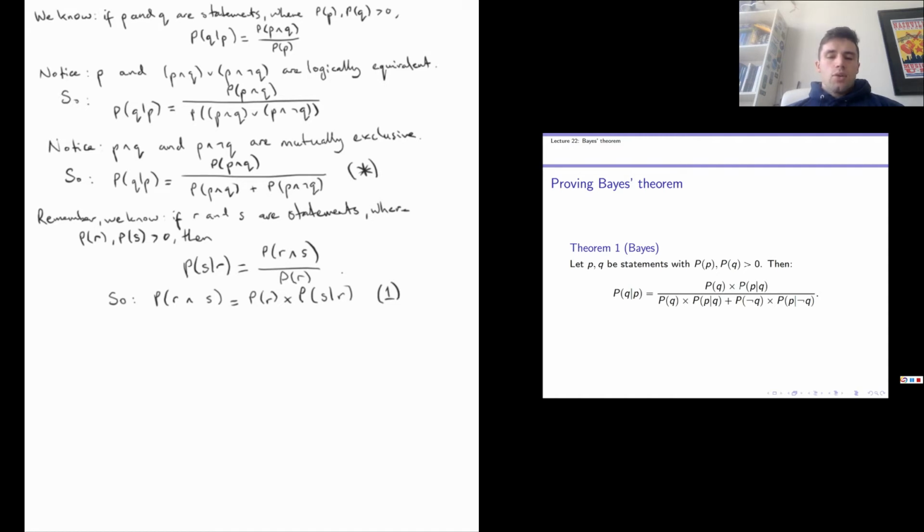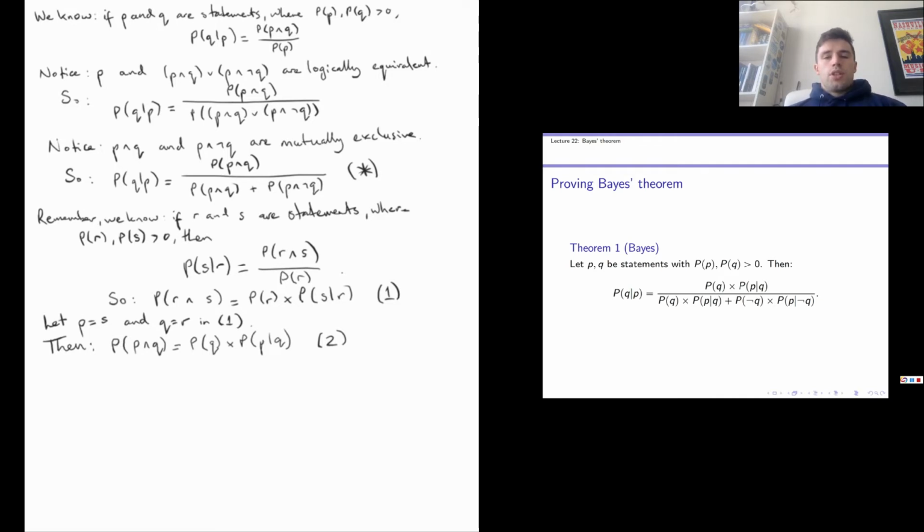Since P and Q have non-zero probabilities, we can substitute P in for S in what we've just written and Q in for R in what we've just written. Doing that, we obtain the probability of P and Q equals the probability of Q times the probability of P given Q. And we can also make another substitution.